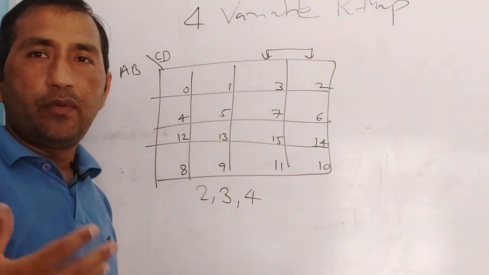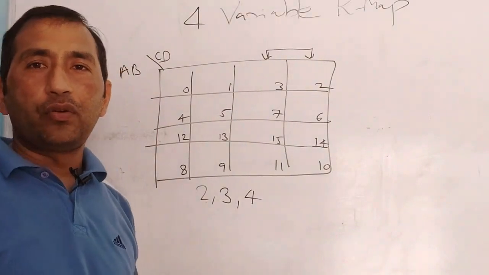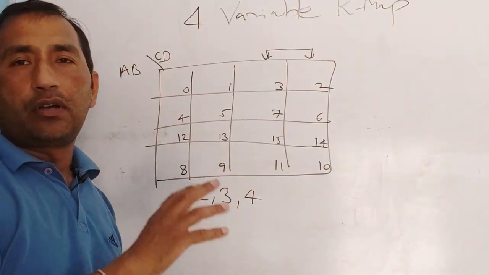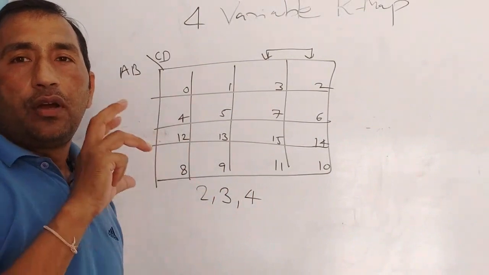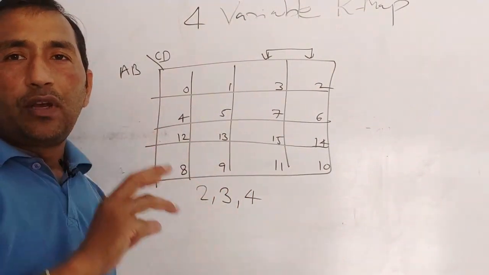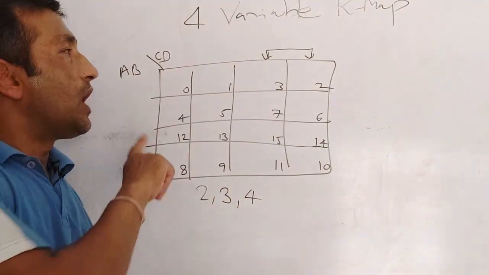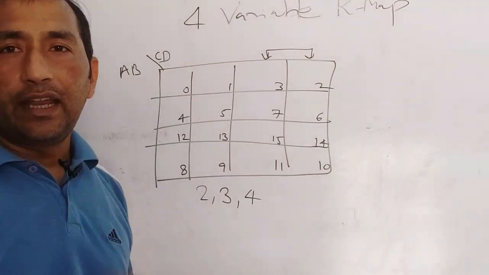I think it is clear to you and you can easily apply this when you will be doing those, and that we will be covering in our next video. So I hope you have got how to draw a K-map for 2 variable, 3 variable and 4 variable, and how to do its gray coding.